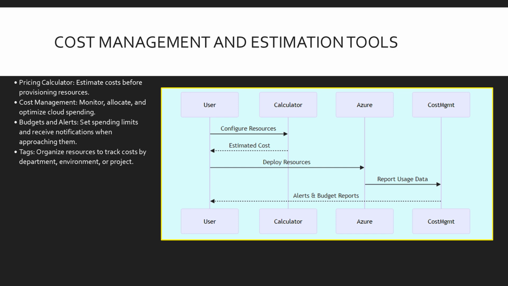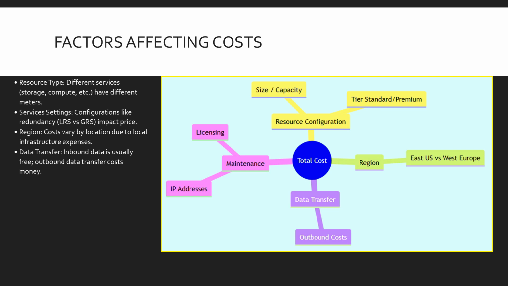First, the user consults the pricing calculator to get an estimate. Next, they deploy resources to Azure. Azure then continuously reports usage data to the cost management tool. Finally, cost management sends alerts and budget reports back to the user. Closing the loop on financial governance, it is important to know what specifically drives your bill in a consumption model.